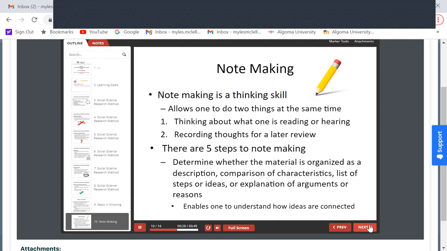Well, there are 5 steps to note-making. The first step is to determine whether the material is organized as a description, a comparison of characteristics, a list of steps or ideas, or an explanation of arguments or reasons. This essentially enables one to understand how ideas are connected.